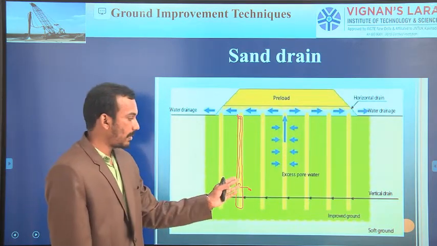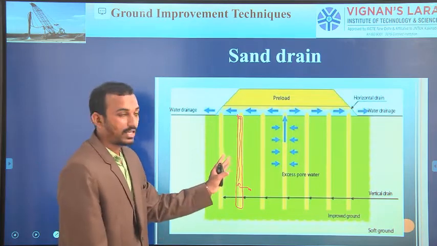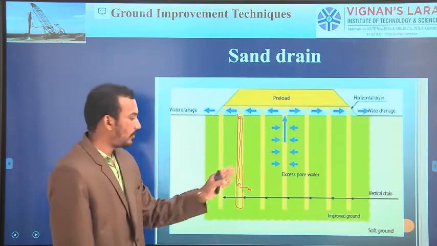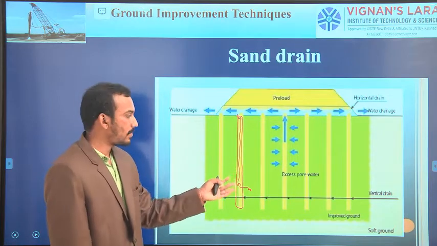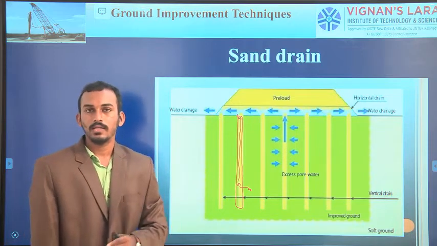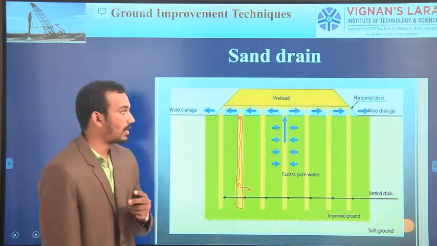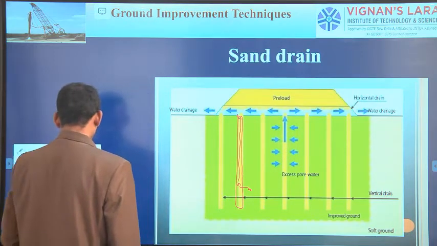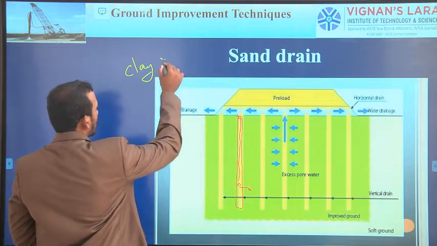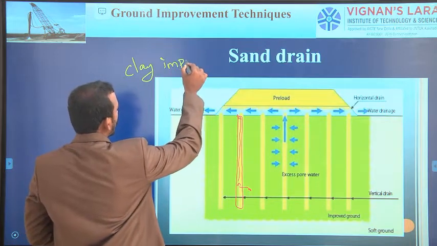Okay, permeability means the ability of a material to allow the water to pass through it. If it allows the water easily, its permeability is very high. If it does not allow the water to pass, then its permeability is very less. We call clay an impermeable medium. Clay is also known as impermeable. It does not allow the water to pass through it.